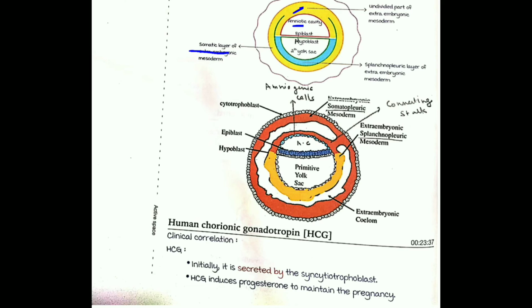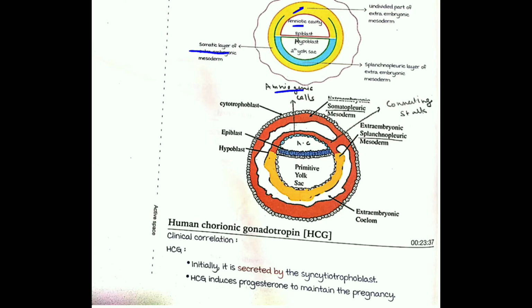Again in the diagram we can see the extraembryonic coelom, the cavity, and the extraembryonic mesoderm covering the yolk sac, which is splanchnopleuric mesoderm, and the rest, which is called somatopleuric mesoderm, and the amniotic cavity, which is covered on its inner surface by the amniogenic cells. And we have this epiblast and hypoblast layer, the hypoblast enclosing the primary yolk sac, the epiblast forming the amniotic cavity, and we have the cytotrophoblast layer.